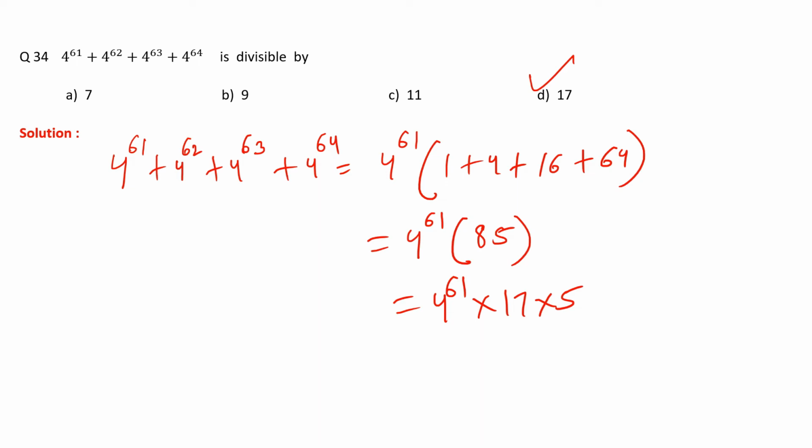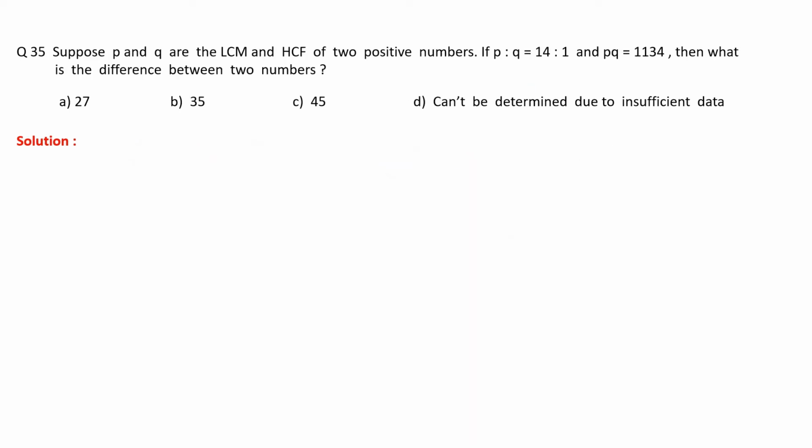Now we move to the next question. Now students, this is also a nice problem. The question says, suppose P and Q are the LCM and HCF of two positive numbers. If P is to Q equal to 14 is to 1 and PQ equal to 1134, then what is the difference between two numbers? Now, we are given the ratio of LCM and HCF of two positive numbers as P by Q equal to 14. Let's call this equation number 1. And the second equation is PQ equal to 1134.